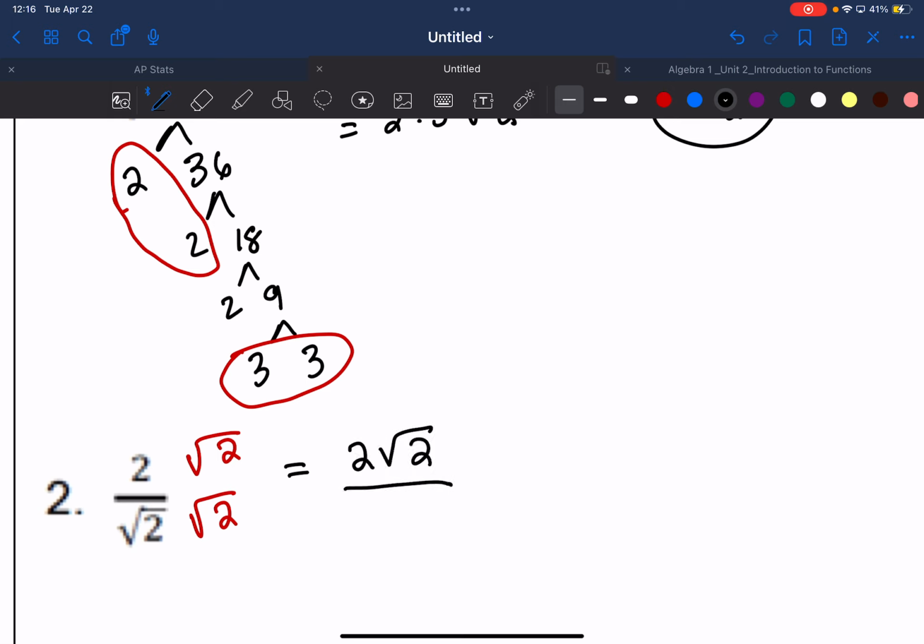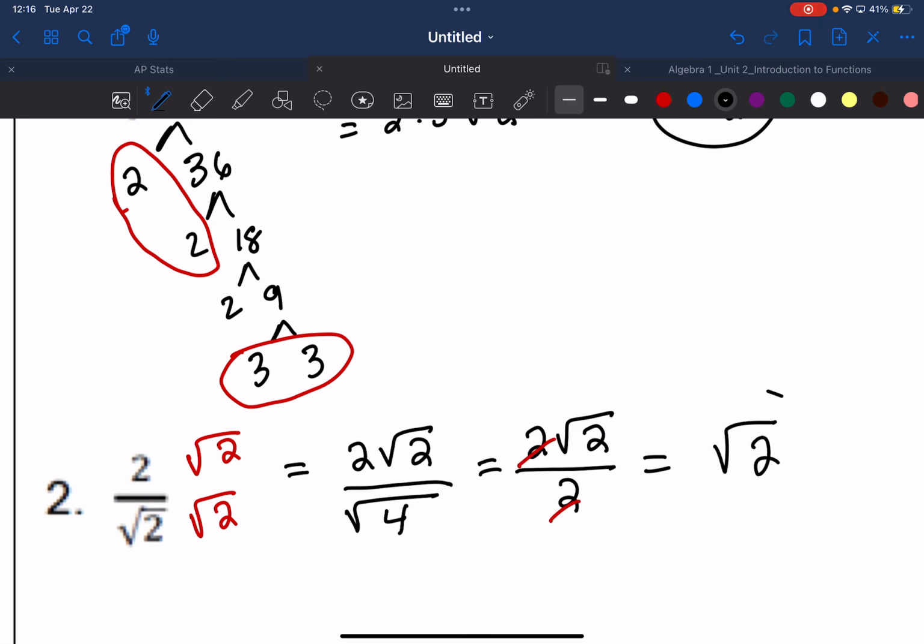And based off the properties of radicals, if I have a square root of 2 times the square root of 2, this becomes the square root of 2 times 2, which is 4. Then I can simplify this, and this is 2 square roots of 2 divided by 2 because the square root of 4 is 2. I'm just showing you why it canceled down there. Then these 2's cancel, and we're left with the square root of 2. So the square root of 2 is our answer, the most simplified version of this without a radical in the denominator.